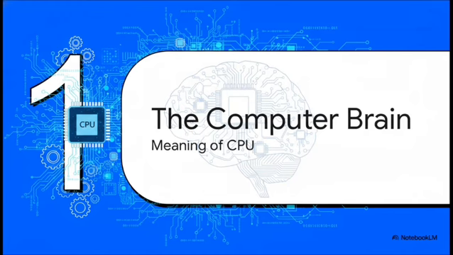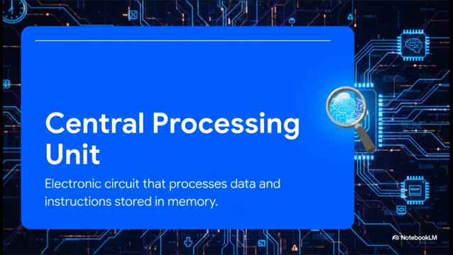Section 1, the computer brain, meaning of CPU. To truly understand a computer, you absolutely have to start right at the center of it all. People are always calling the CPU the brain of the computer, right? Well, that's not just some catchy phrase. It's actually incredibly accurate. By definition, the Central Processing Unit, or CPU for short, is a highly complex electronic circuit. And its main job? It processes the data and instructions that are stored inside your computer's memory.